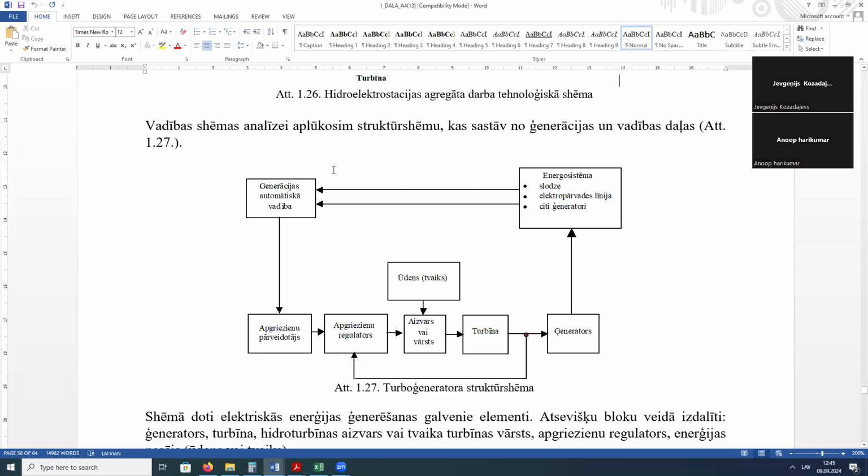This one is the control unit block. This is the generator, our generator that produces electricity. So this is the power network, the power system. We produce electricity and transfer it to the network where we have all the transmission lines and consumption. This is the control system, and this is how we transfer mechanical energy to electricity.